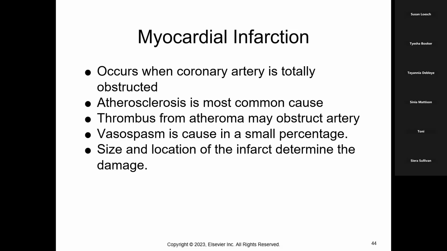The type 1 MI happens if the coronary artery is totally obstructed. You have to know that, leading to ischemia and cell death. The most common cause is atherosclerosis with the thrombus. Have to know that.